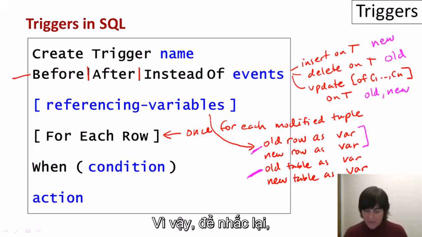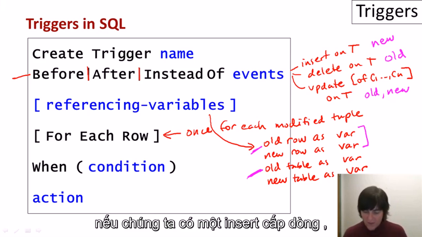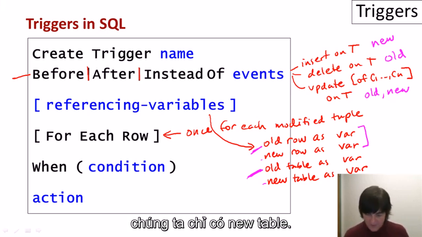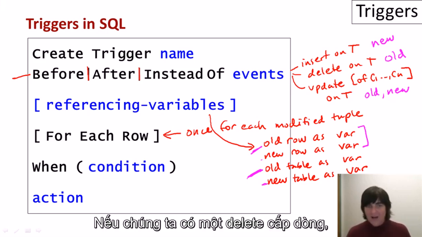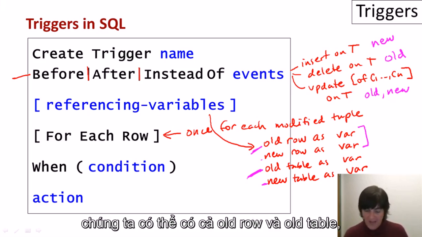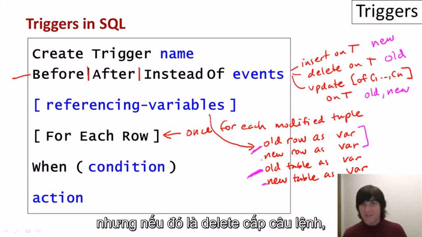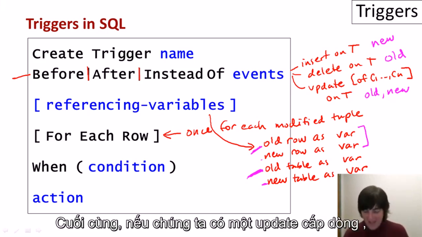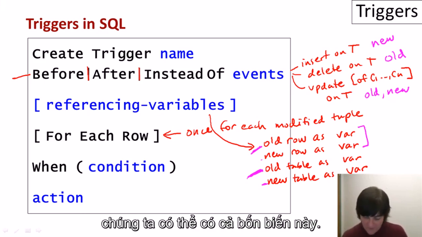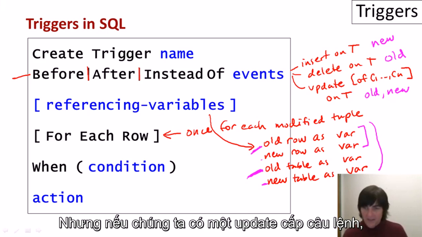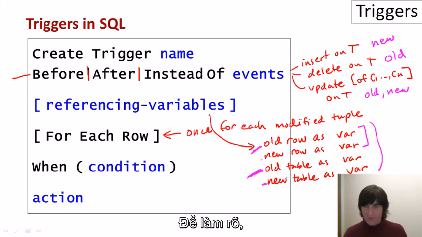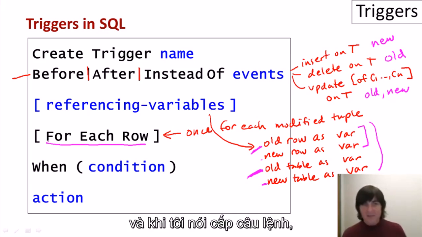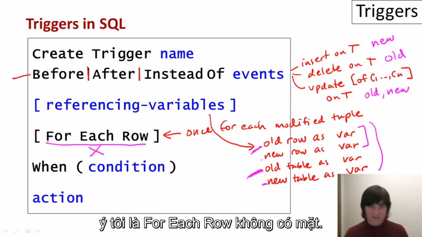So to reiterate, if we had, say, an insert that was row level, then we could have both new row and new table. If we have a statement level insert, we can only have new table. If we have a row level delete, then we can have both old row and old table. But if it's a statement level delete, then we can only have old table. Finally, if we have a row level update, then we can have all 4 of these. But if we have a statement level update, then we would only have the old table and the new table. And just to clarify, when I say row level, I mean that for each row is present. And when I say statement level, I mean that for each row is not present.